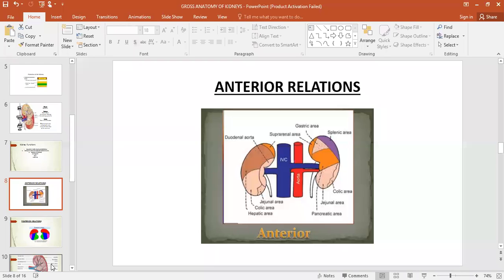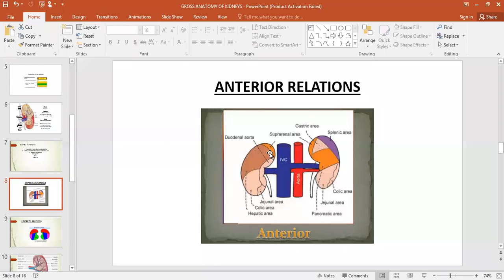Then come the relations of the kidney. These are the anterior relations of the kidney. This is the right kidney and this is the left. The left one is slightly higher than the right. The right is slightly lower than the left because of the large size of the right lobe of the liver.